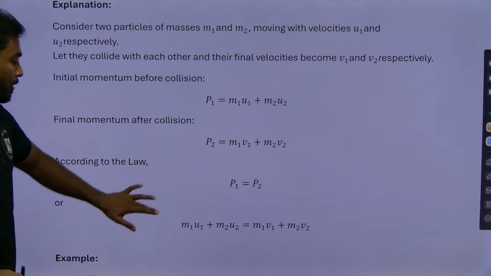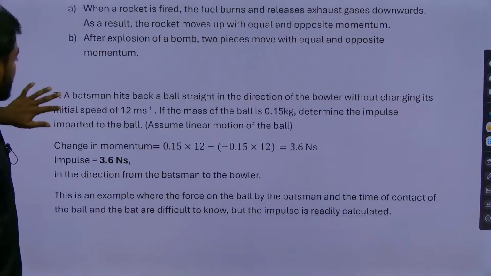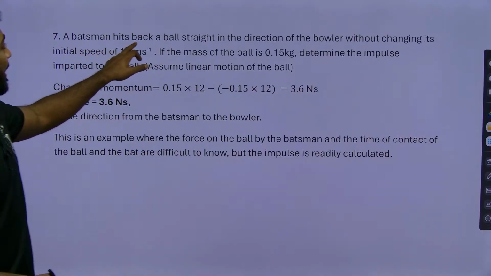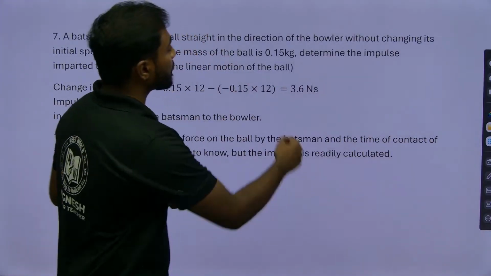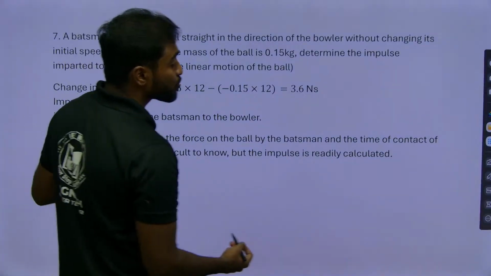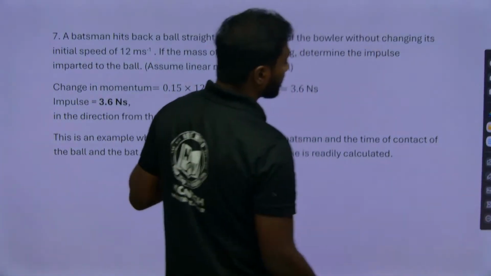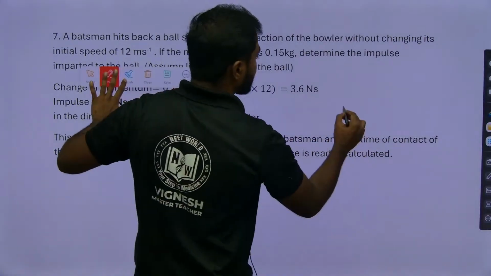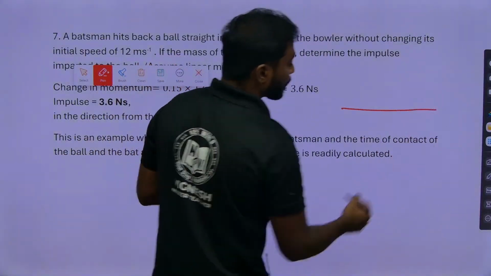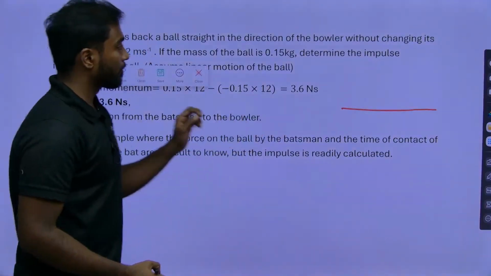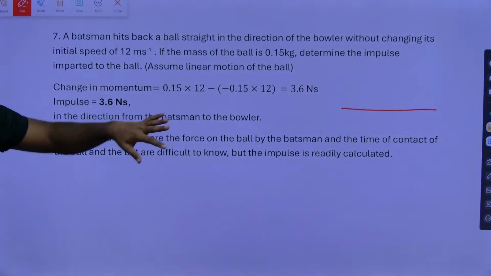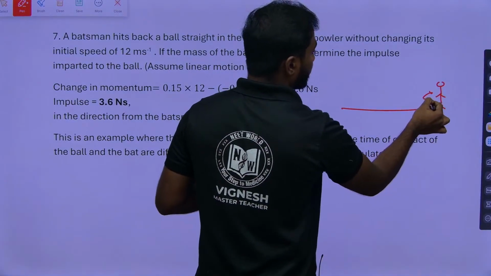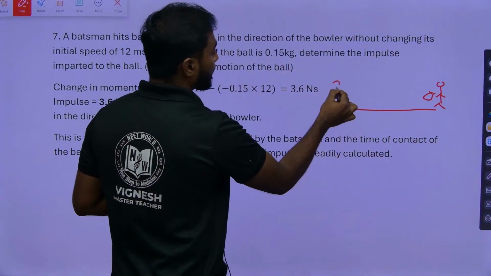Done? Okay. The next question, this is the last question of the class. A batsman hits back a ball straight in the direction of the bowler. Straight in the direction of the bowler means there will be a 22 yards cricket pitch. The batsman will be here holding the bat, and the bowler will be here.